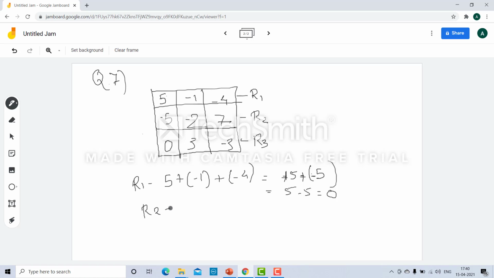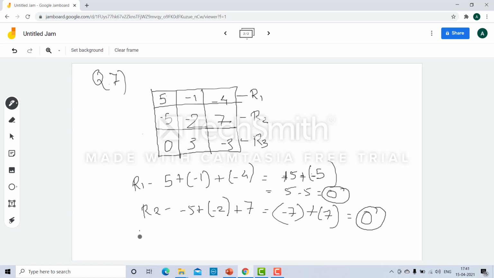Now let us see our second row, children. The numbers are minus 5 plus minus 2 plus 7. So how much will we get? We will get minus 5 minus 2, which is minus 7, plus 7. So here again positive 7, negative 7, we get 0 again. So for the first row we get the value 0. For the second row we again get the value 0.